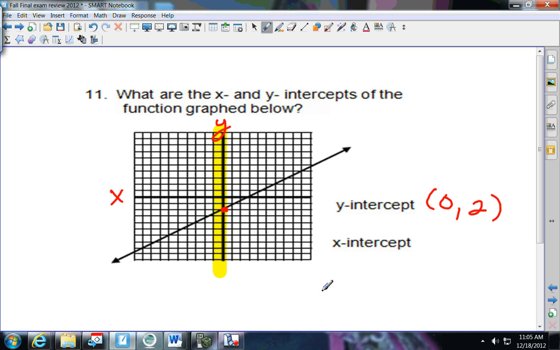Did I miss number 10? Okay, I'll be back to it in just a second. Let's just keep going through with number 11.